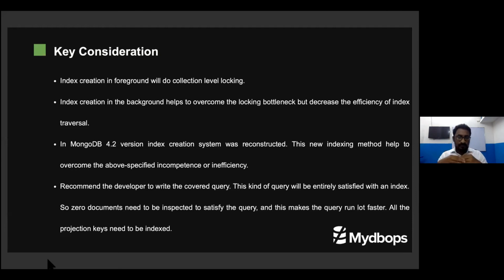In MongoDB 4.2, they totally reconstructed the indexing system. With the new method of index creation in 4.2, you don't need to specify whether it is foreground or background while creating the index. By default, MongoDB will create an index in a way that overcomes the inefficiency of the locking problems and everything.